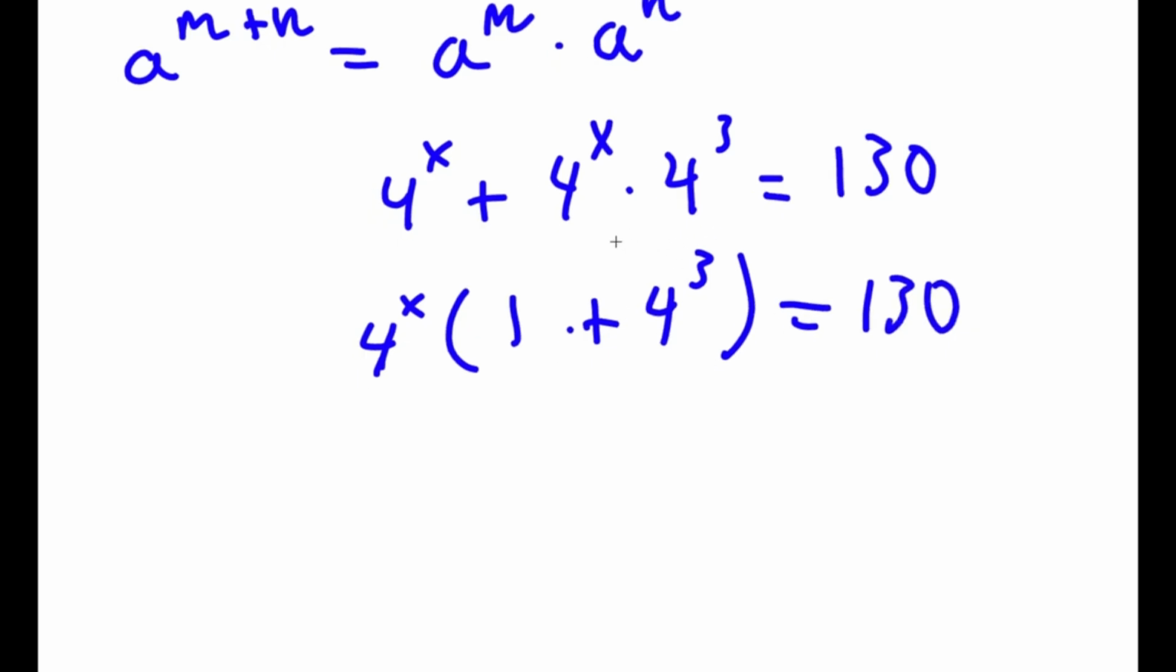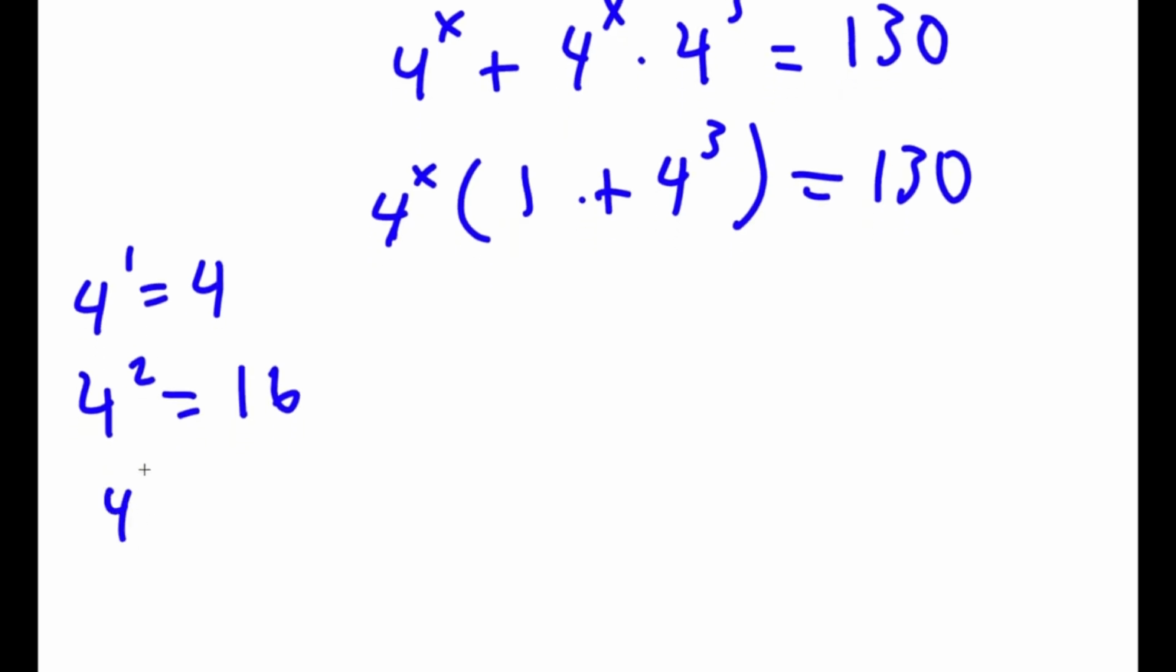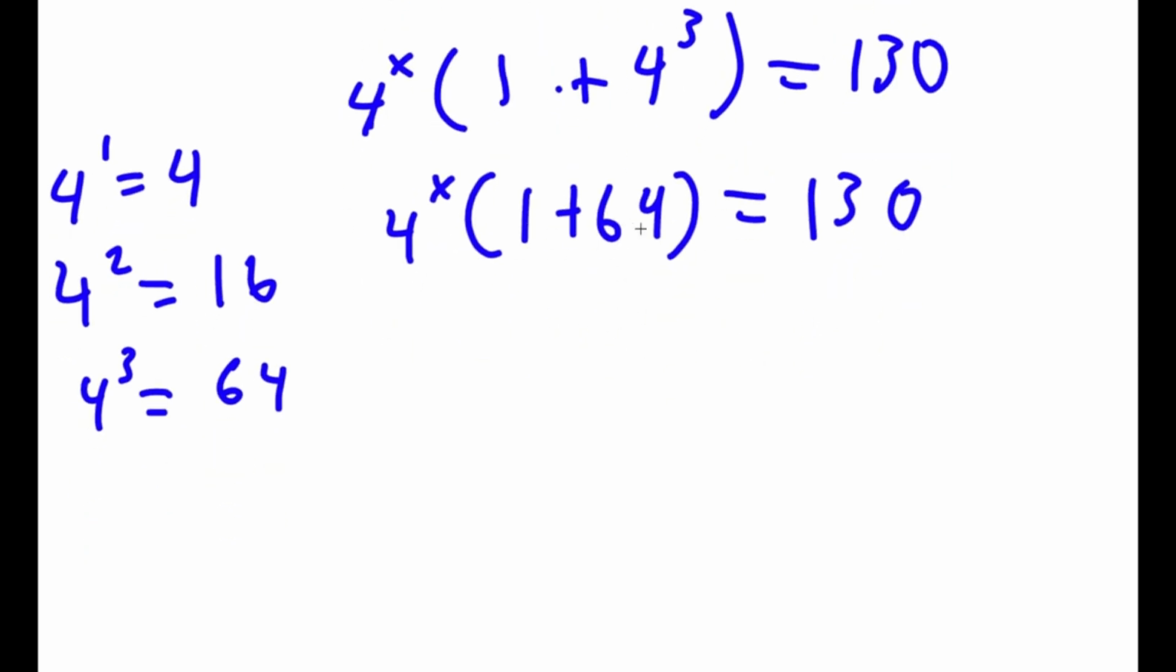Now 4 to the power of 3, let's go ahead and find the value of that. Well, 4 to the power of 1 is equal to 4. And 4 to the power of 2 is equal to 4 times 4, which is 16. So 4 to the power of 3 is going to equal 16 times 4, which is 64. So now I have 4 to the power of x times 1 plus 64 is equal to 1/3. Now 1 plus 64 is equal to 65. So now I have 4 to the power of x times 65 is equal to 1/3.